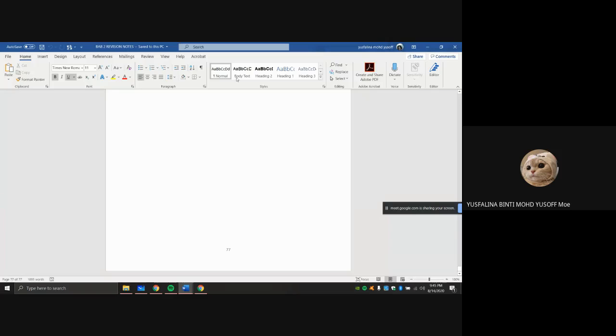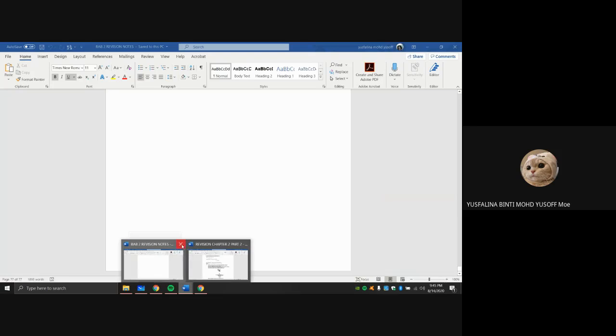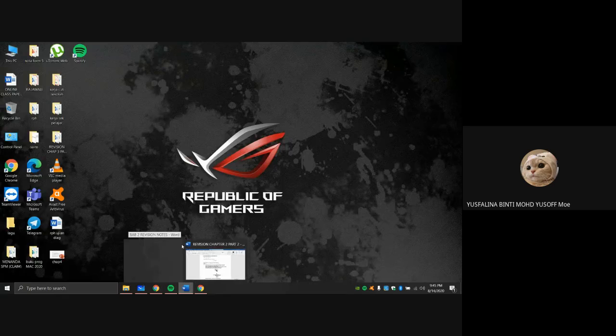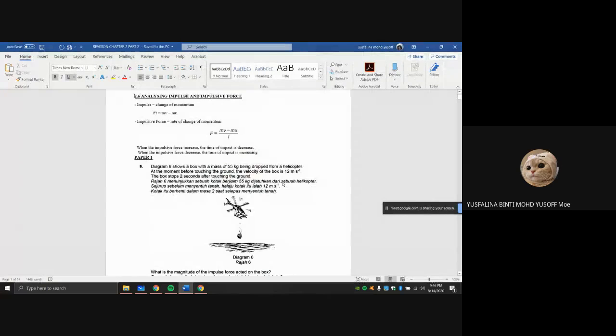So we finish momentum. Okay, so the next part, we go to this one: impulse and impulsive force. So what you should know about impulse and impulsive force. Impulse means change of momentum. And then Ft is equal to mv minus mu. So you can use either one. Which formula you need to use, you have to see the question and what information is given.